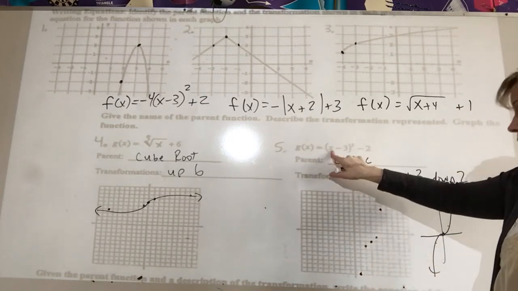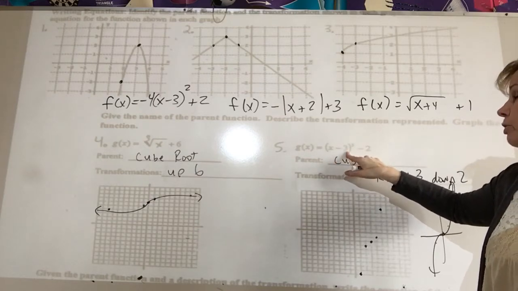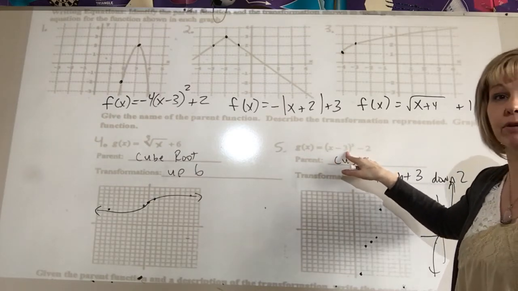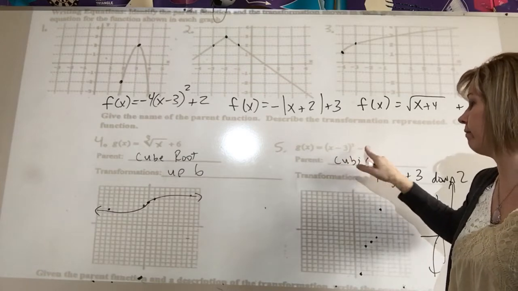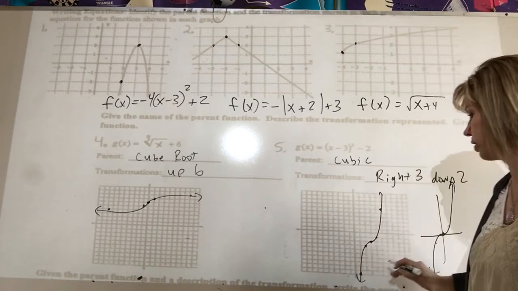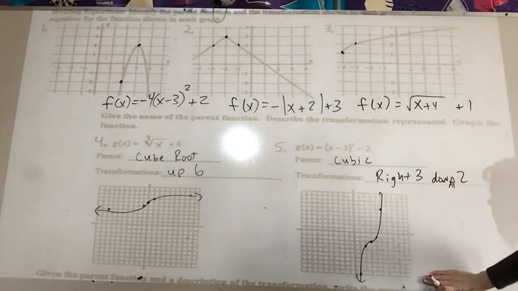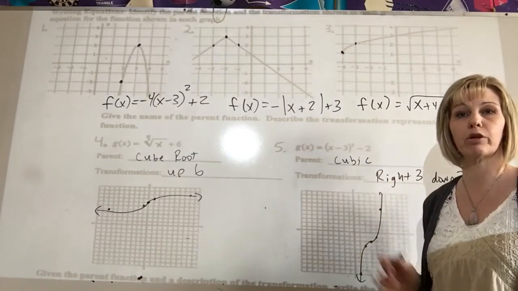So let's check, or positive 1. Let's check 1. 1 minus 3 should be negative 2. Negative 2 cubed is negative 8. Negative 8 minus 2 should be negative 10. So there's our cubic function that shifted to the right 3, down 2. And you can always plug points in to make sure it works.